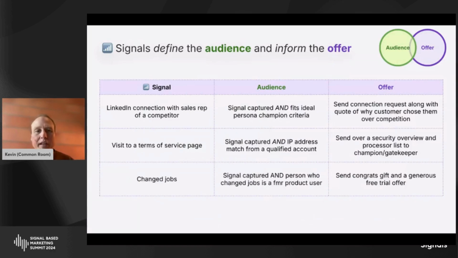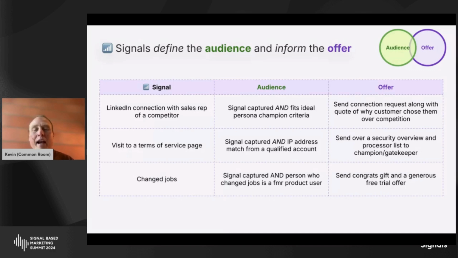To tie the threads together of signals to build your audience, and offer, we can use an example. For example, on the signals on the left here, a LinkedIn connection with a sales rep of a competitor is a signal that someone you probably want to sell into is evaluating another tool, and you might want to get ahead of that for an RFP. So that's a good signal to take action on if that person fits your criteria.